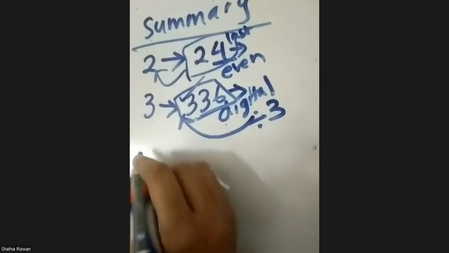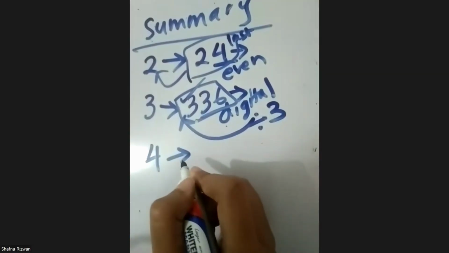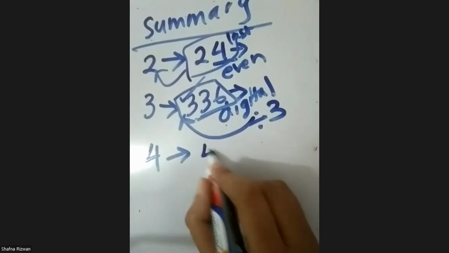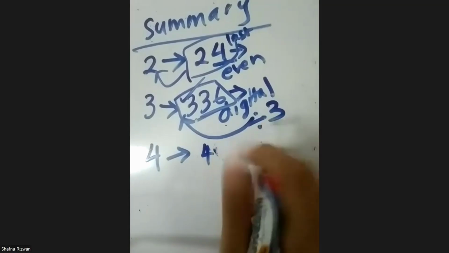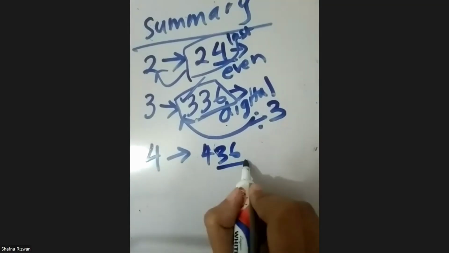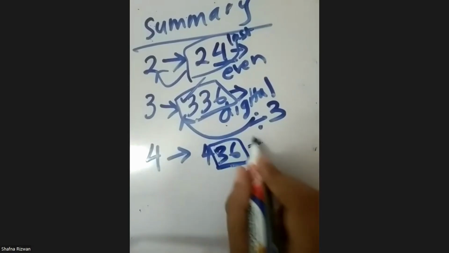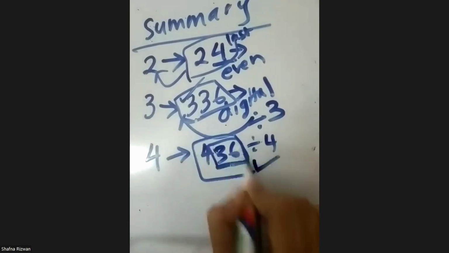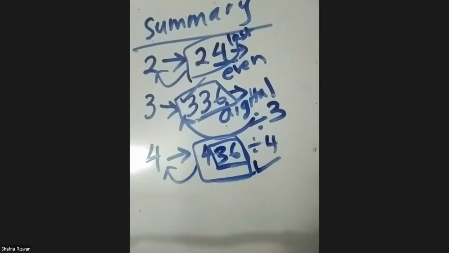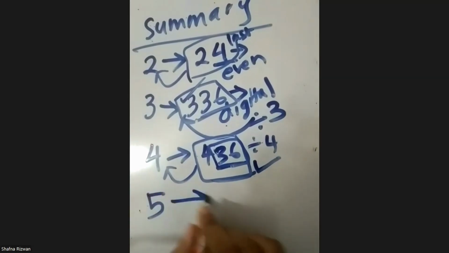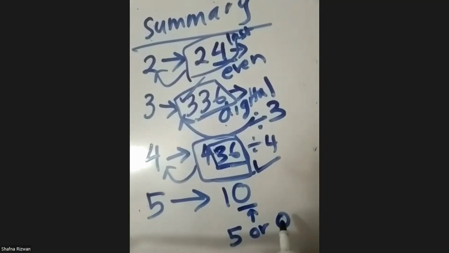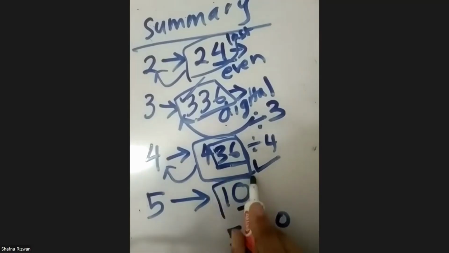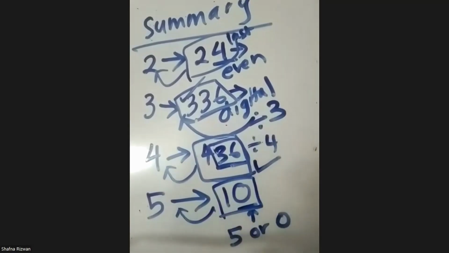And then if you take the number 4, what can you remember? Whenever you take a number, if its last two digits are divisible by the number 4, that means your whole number is divisible by the number 4. And if you take the number 5, if your last digit is either 5 or 0, what can you understand? That means this whole number is divisible by 5.